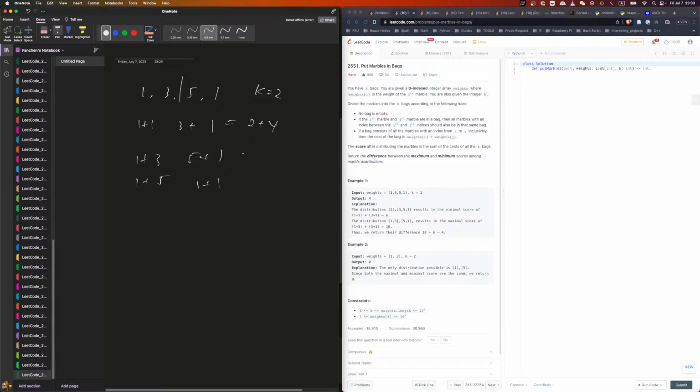And this is 2 plus 4. This is 4 plus 6. This is 6 plus 2. So this is the max, and this is the min, and the difference between the two. We can divide into many different ways. So we need to find the max and we need to find the minimum.